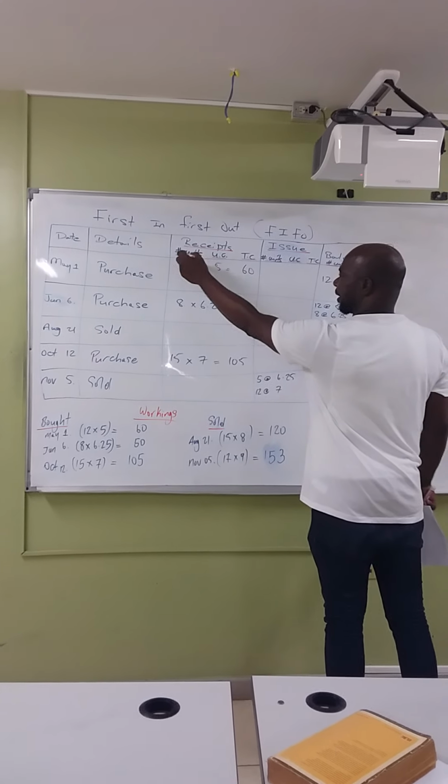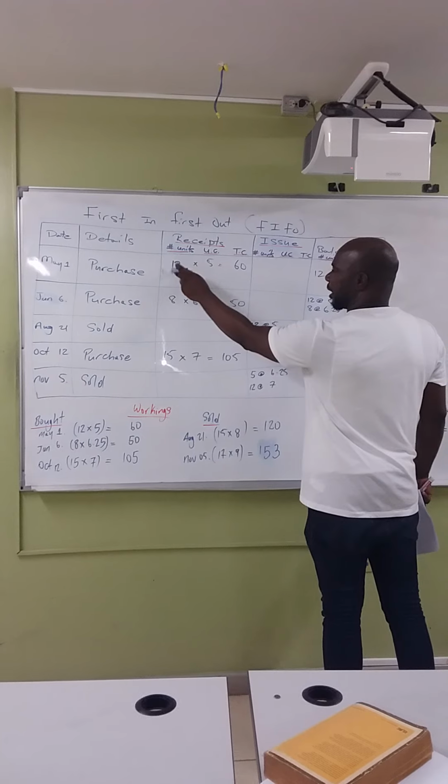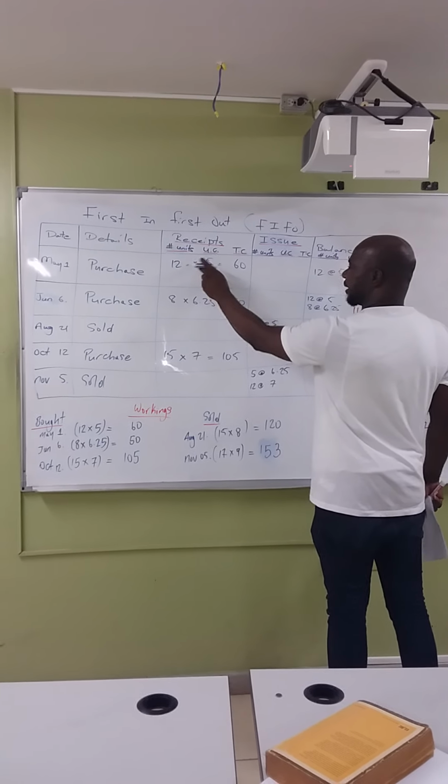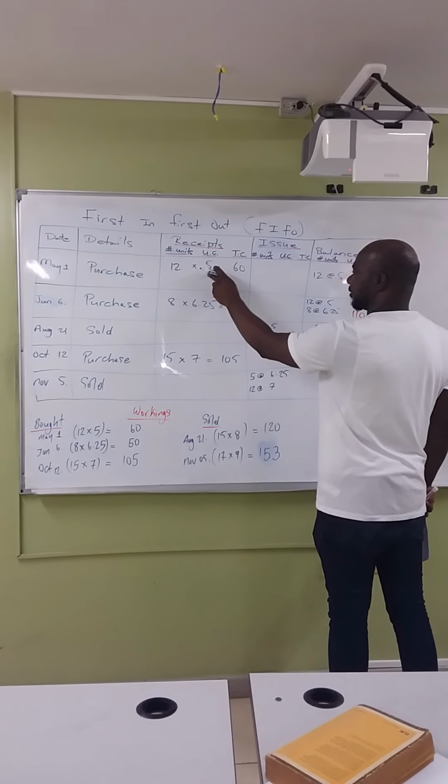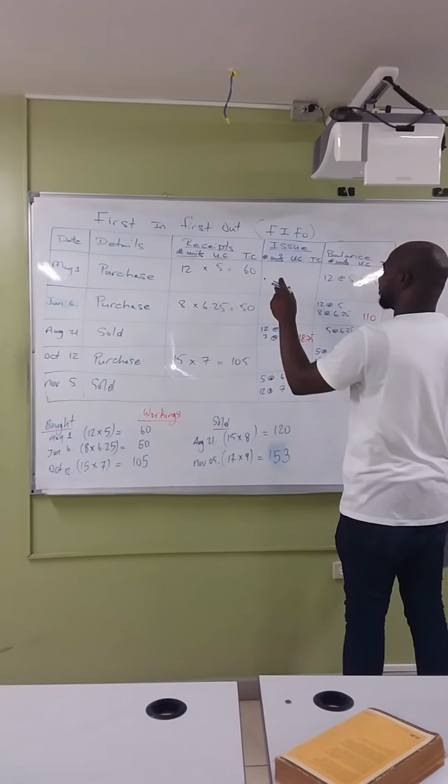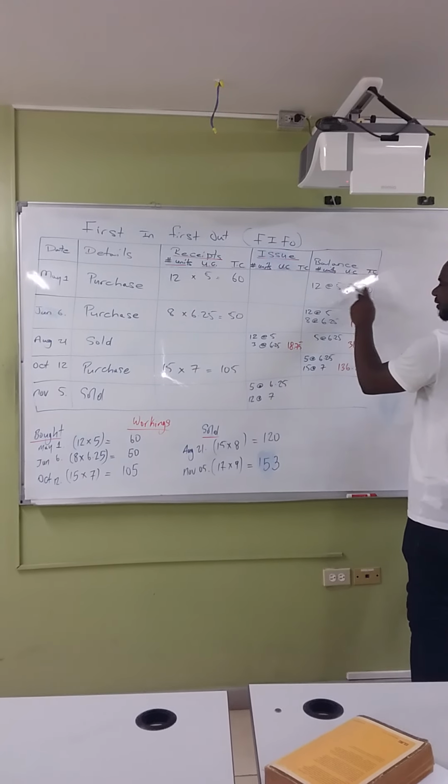So receipt, remember, represents the total number of units. We had purchased 12 units, and the cost price was $5. 12 times 5 was 60, and that would have been your balance for the 1st of May.